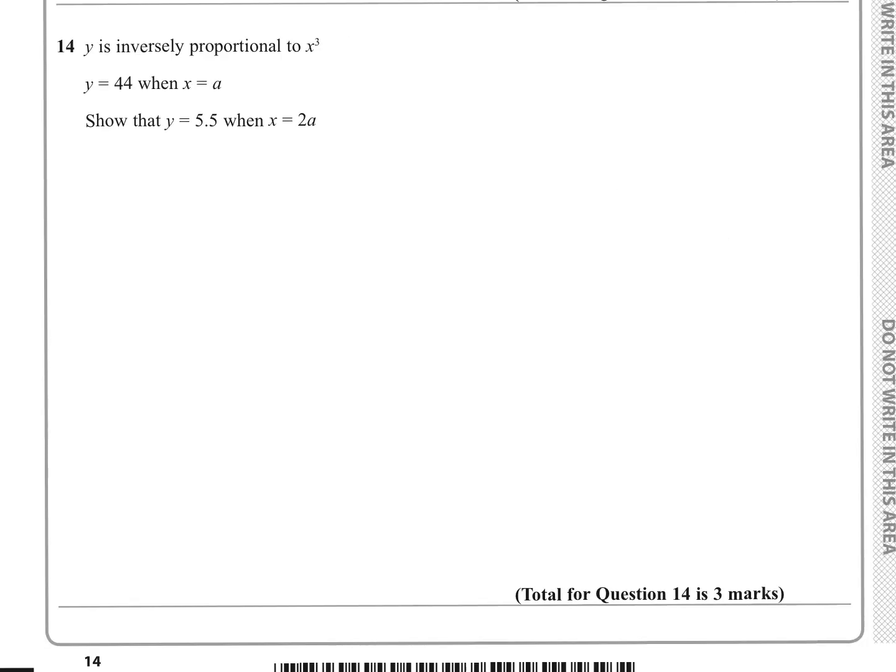Question 14. y is going to be inversely proportional to x cubed. So that means y is going to be equal to k over x cubed for some k. It says when y is 44, x is a. So from that we can find that k is going to be 44a cubed. It then says, show that y is 5.5 when x equals 2a.